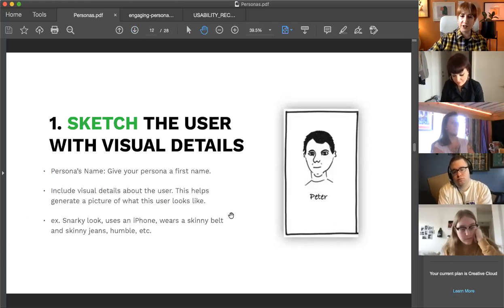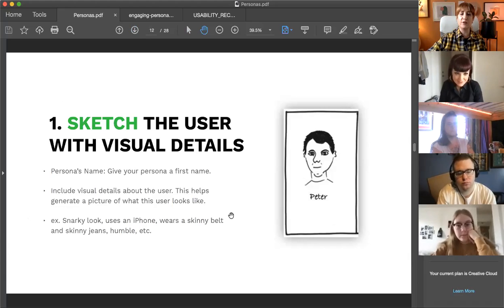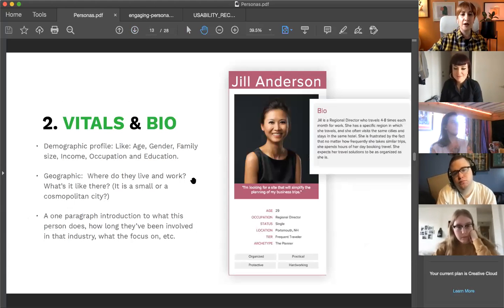So sketch the user with visual details. Give your persona a first name, and include visual details about the user that help generate a picture of what the user will look like. Snarky look, uses an iPhone, wears a skinny belt, etc. This is also where nice stock photography will come in handy. So find a nice stock person.